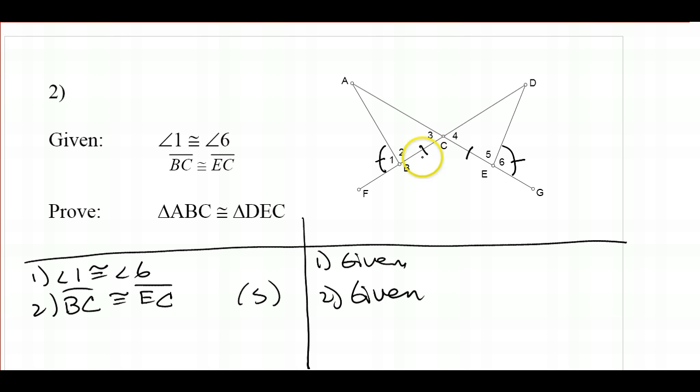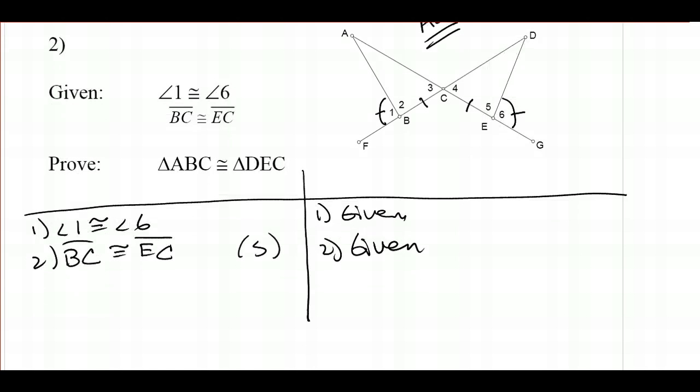And if I'm thinking ahead, since 1 and 6 are congruent, I can get 2 and 5 congruent either by supplements or by subtraction. I'm going to use subtraction. And then I see that 3 and 4 are vertical angles, so I can also get those congruent. So I can get these two triangles congruent by angle, side, angle. So we've got to get all that stuff into our proof, and it's going to take us a few steps.